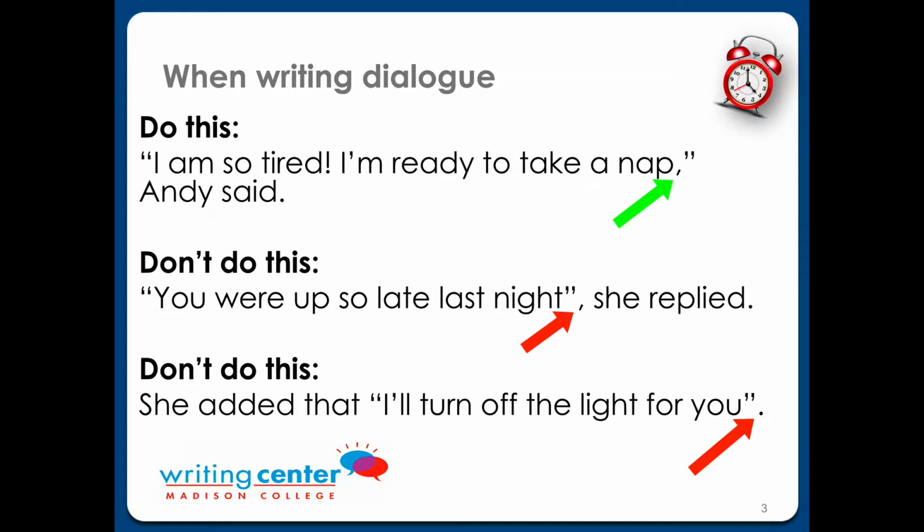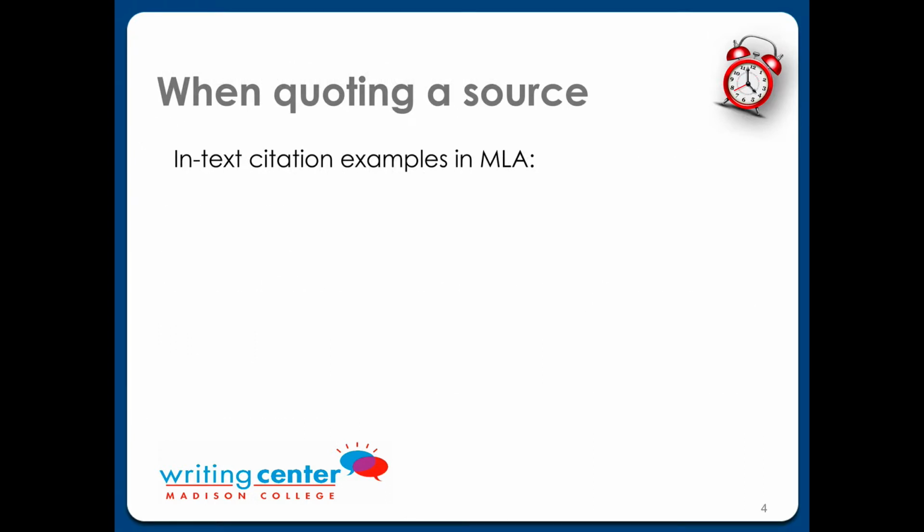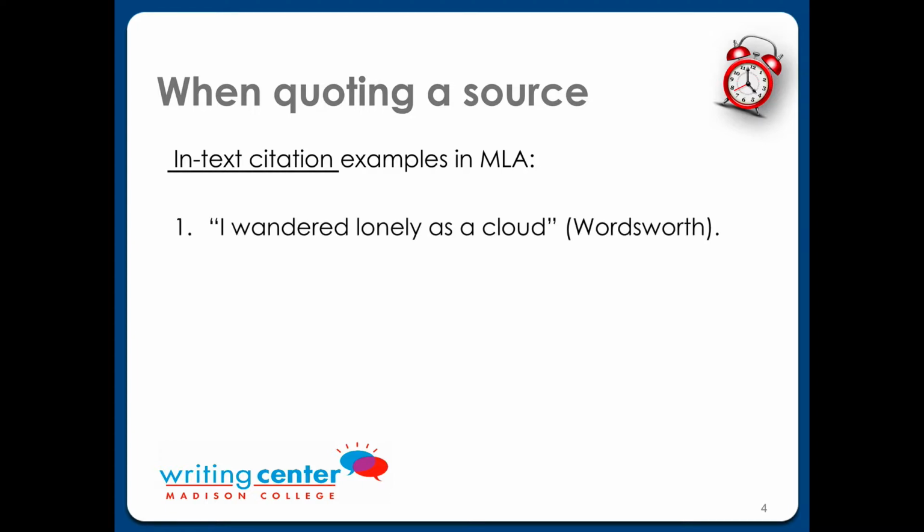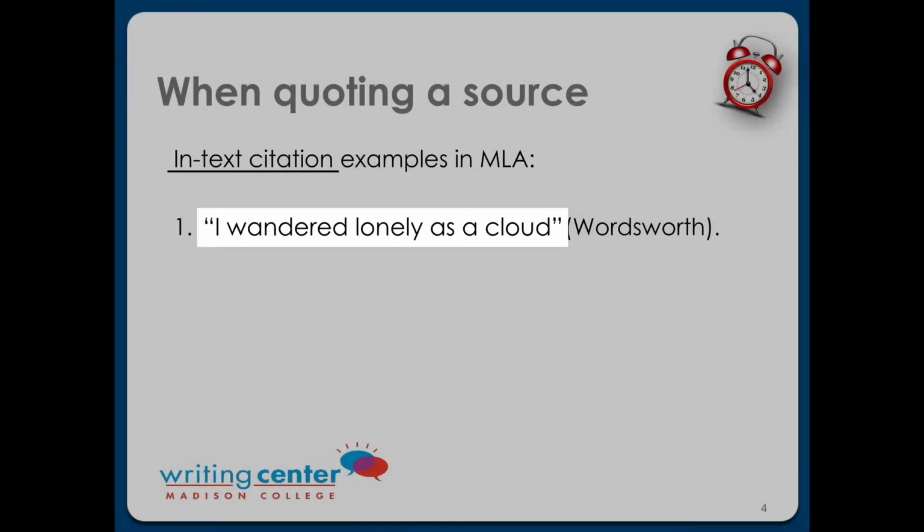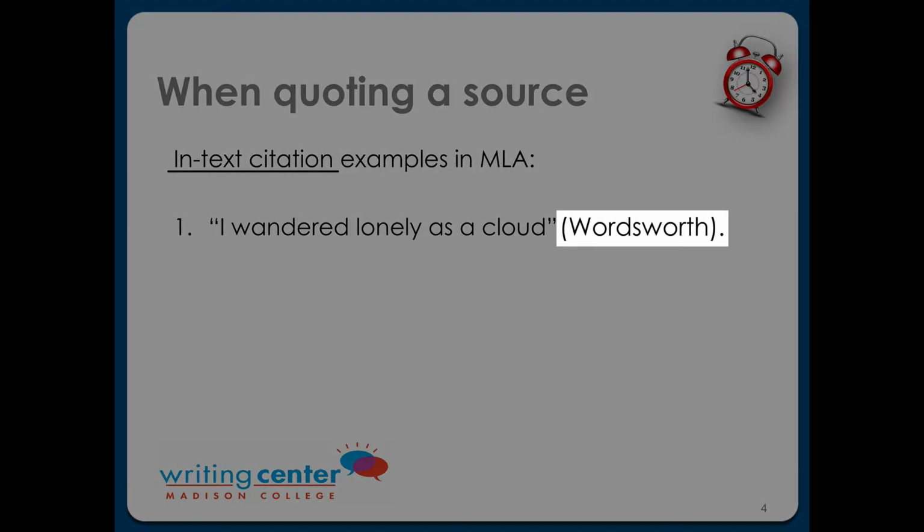Now, let's talk about using quotation marks when writing an academic paper. Okay, if you quote a source, you need to tell the reader where the quote came from. That information is called an in-text citation. In the first example, you see the writer starts with a quote, then includes the source information in parentheses, then adds the period right here. Yes, the period goes after the source, not after the quote.